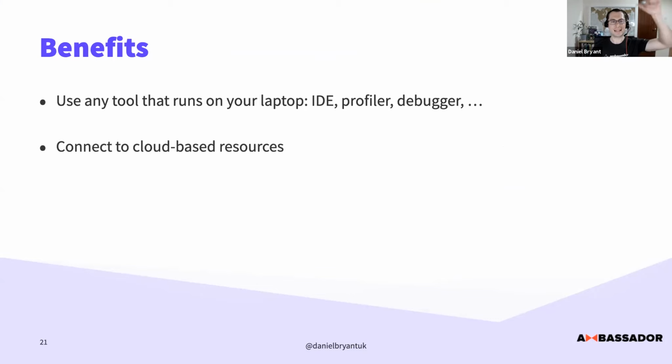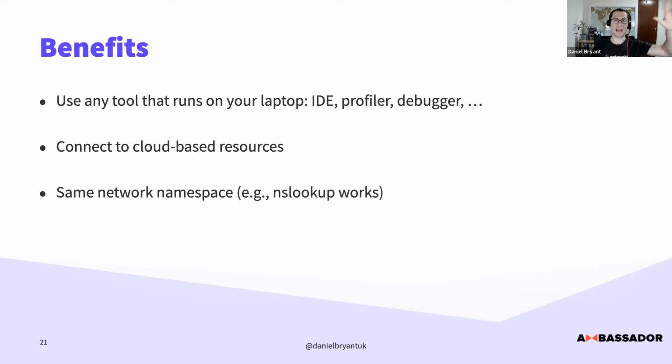It connects to the cloud-based resources. Because of this, the same network namespace is available to you, so things like nslookup work. You can curl into services as I showed you. You get that very fast loop, which hopefully you got a taste of with me messing around with some of the debugging in IntelliJ. You get that very fast feedback loop of being able to intercept traffic and connect up to the same network namespace too.